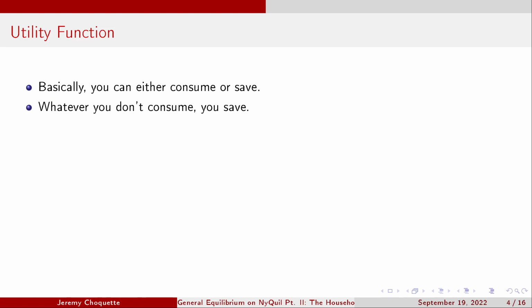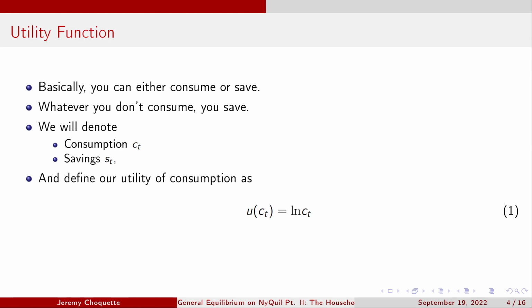Because you can either consume or you can save. If you've got $1 of income and you can either consume it or you can save it, you can't do both with it, right? So you either consume it or you'll save it. And whatever you don't consume, you save. So I'm going to denote consumption with a C subscript T. So C for consumption, T for this time period. Savings is going to get S with a subscript T.